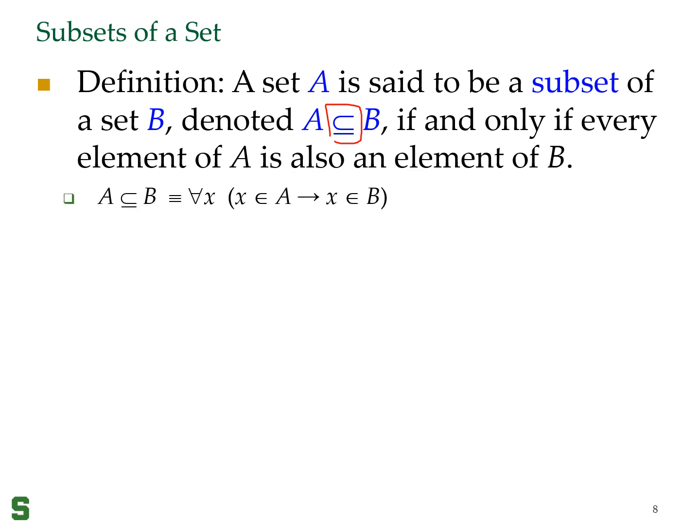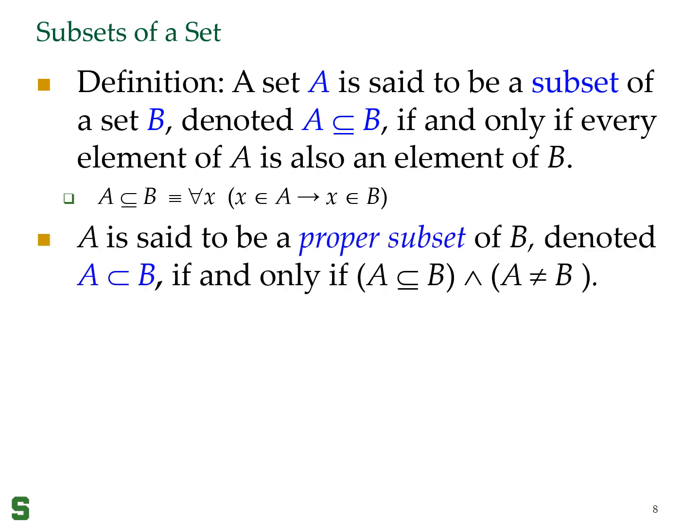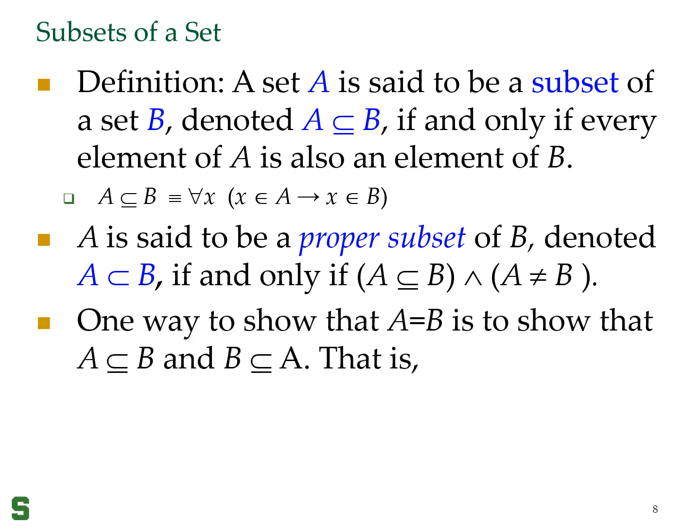We can write this as a formula from chapter 1. So here, for all x, x is in A implies x is in B. A is said to be a proper subset of B if and only if A is a subset of B but not equal to B. To show that two sets are equal, we can show that one is a subset of another. So if I show A is a subset of B, and B is a subset of A, then that would imply that A is equal to B.